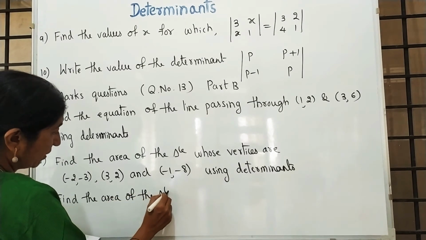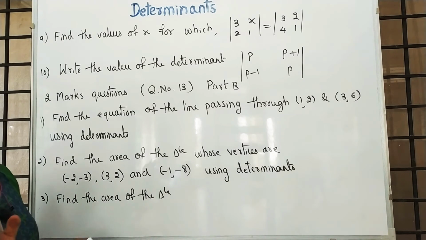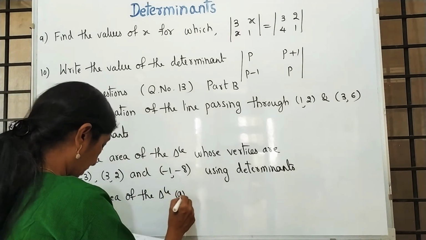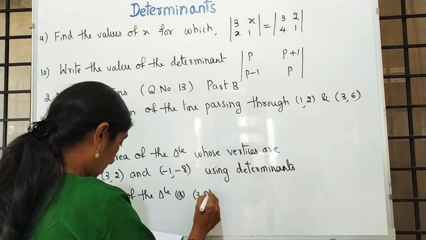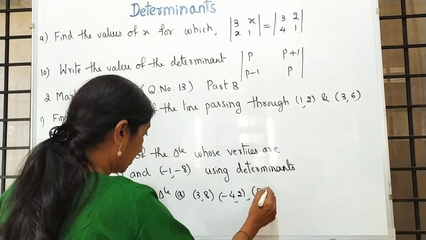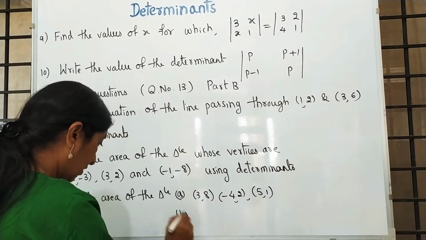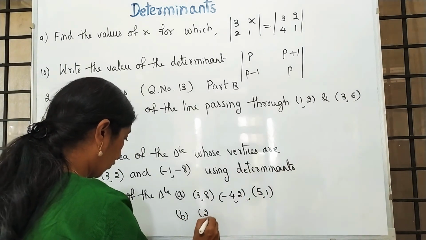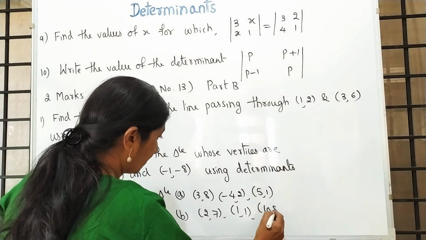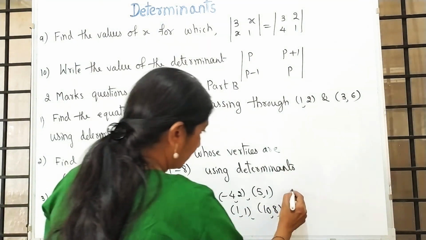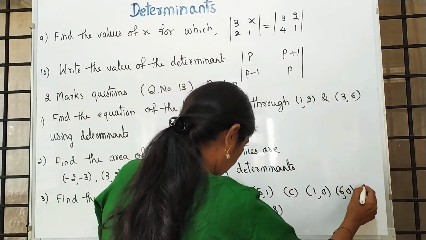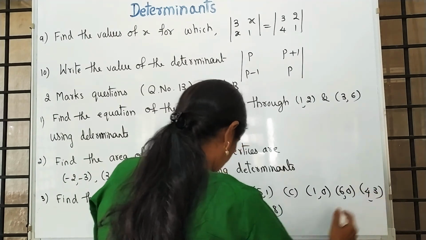See, one question, that means you understood one question comes. So I am giving you the questions, giving you the vertices. First one A, 3, 8, -4, 2 and 5, 1. This is one question. B is the second question. Just for your practice, I am giving you different vertices. And C is 1, 0, 6, 0 and 4, 3.